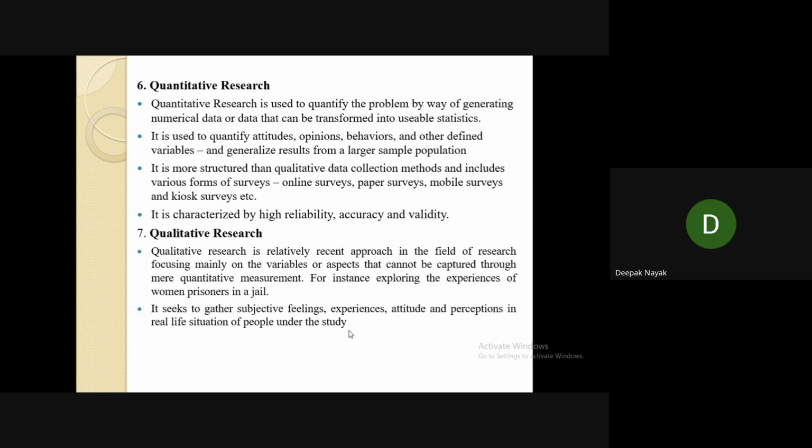Then we try to justify whether it is 50% of people, 30% of people, or 90% of people who go for child marriage. Witch hunting, how many people are the victims of witch hunting? What is their number? So when we try to understand the quantifiable statistical data and justify our points of research, then we follow quantitative research.